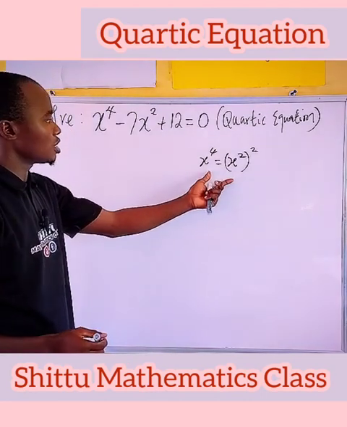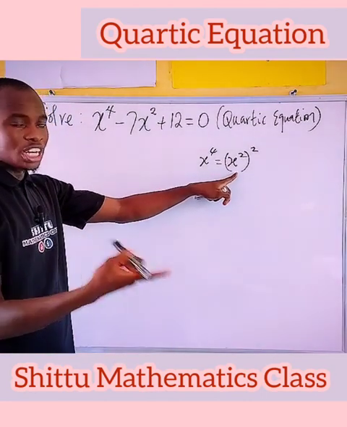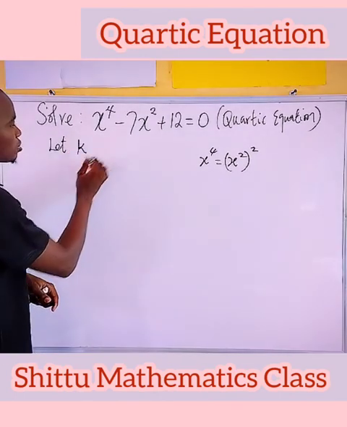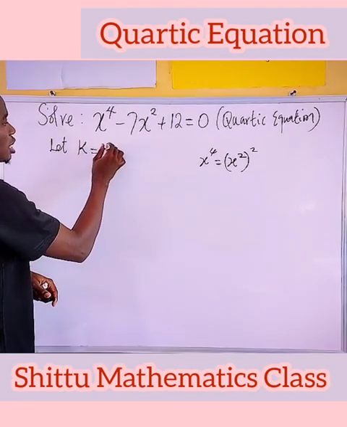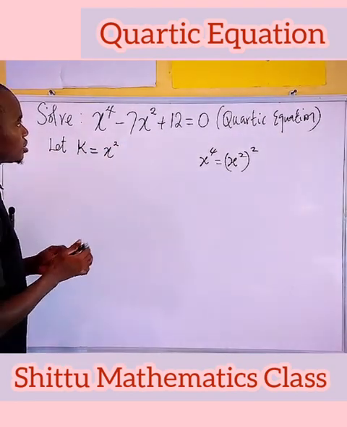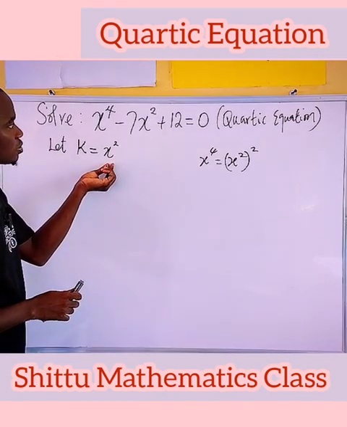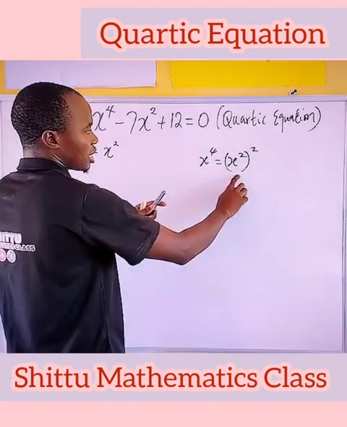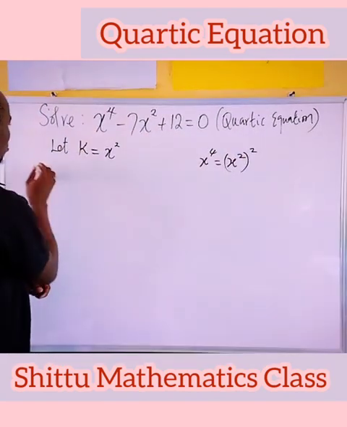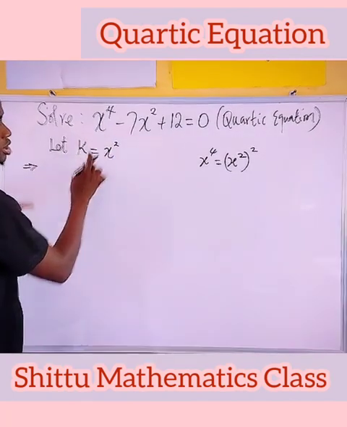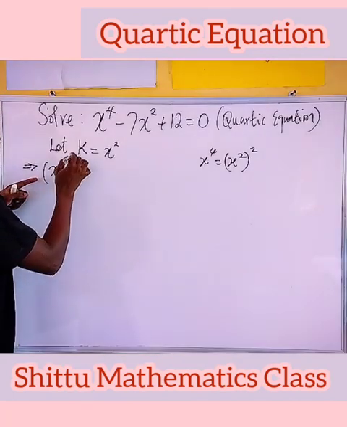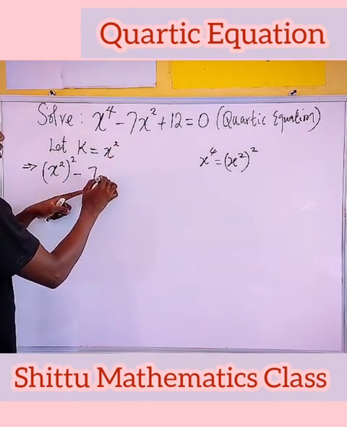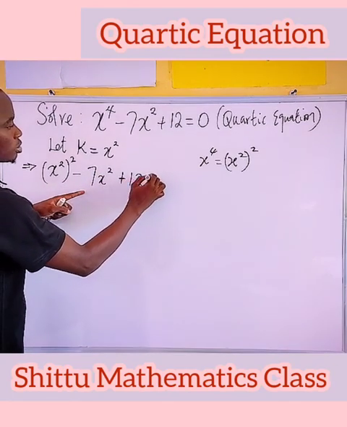So therefore, we are going to introduce another variable. Let's say k. Let k be x squared. Are you getting it now? So if k is x squared, we are going to replace x raised to power 4 with x squared to power 2 from this equation. So we have x squared to power 2, minus 7x squared, plus 12 equals 0.